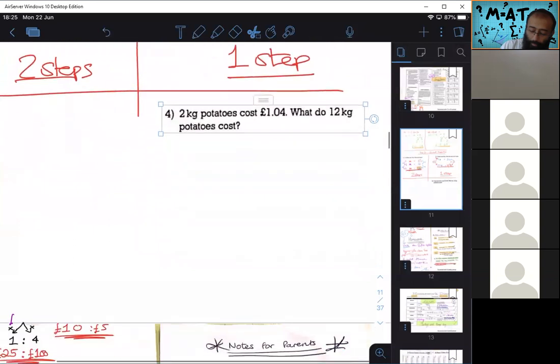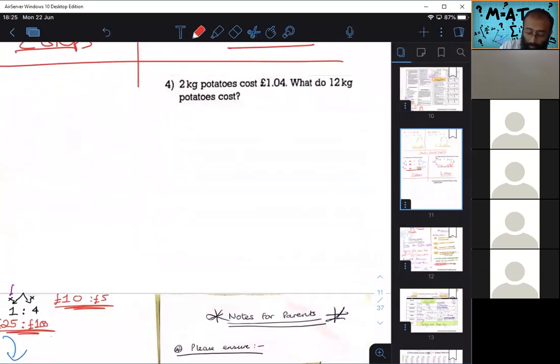Okay. Here comes the next question. Right, 2 kilograms of aloo, potatoes, good for making roast potatoes, which are my favorite. Okay. So 2 kilograms is £1.04. So now they want us to know what would the cost of 12 kilograms be.